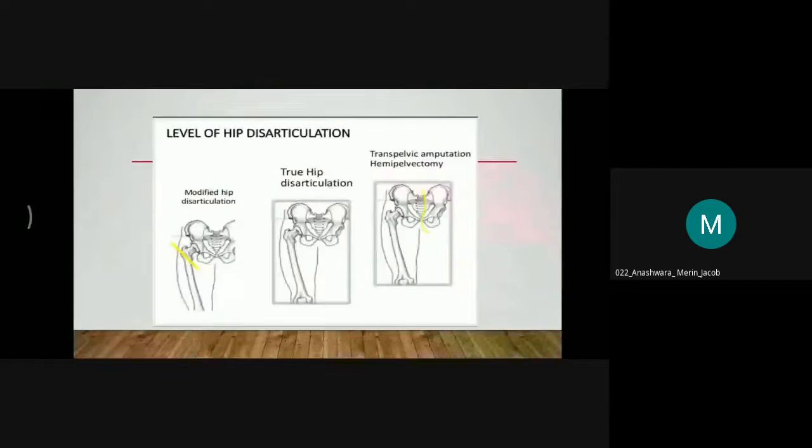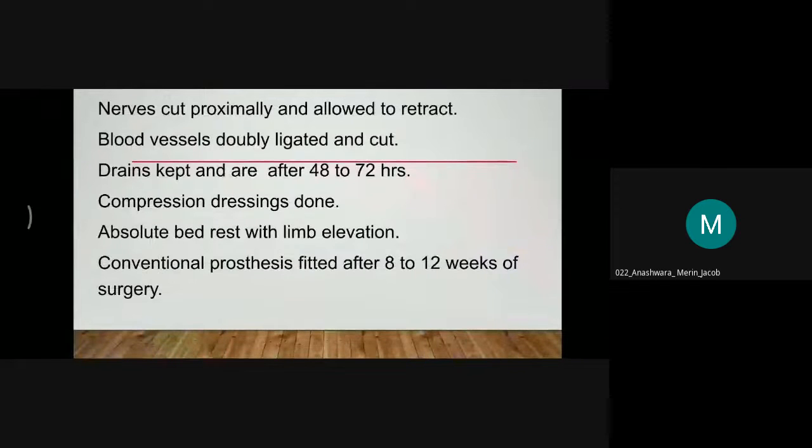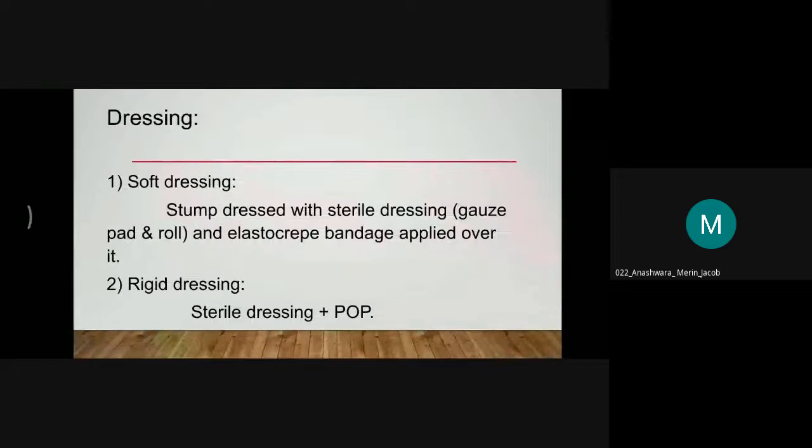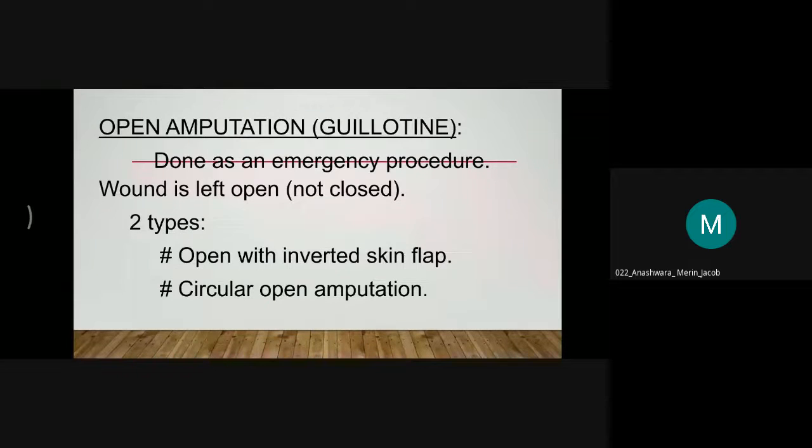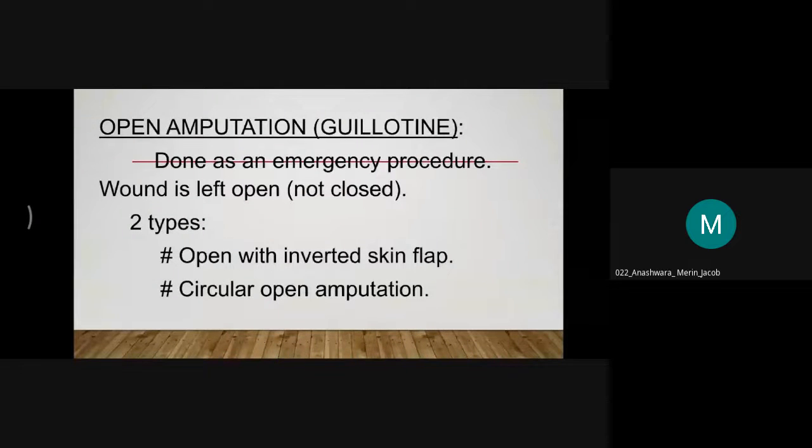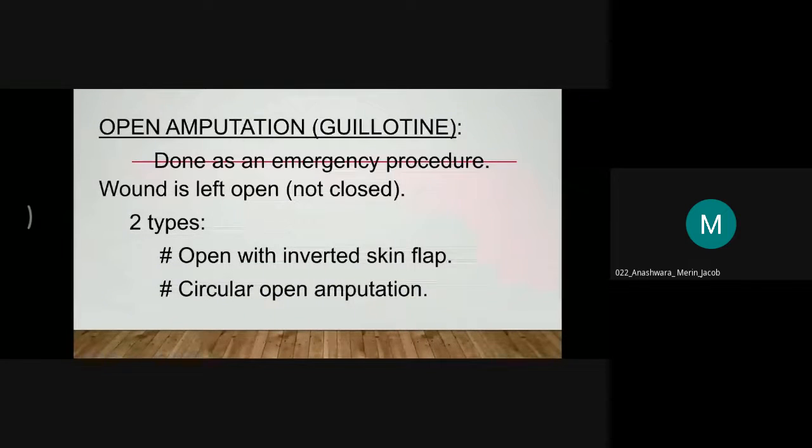That is the inverted skin flap, and the other one is where we don't leave any flap. We have no healthy tissue to leave as a flap. That much bad the wound is, so we have to amputate as a circular open wound. We can't do anything for that. Okay, it should heal on itself.